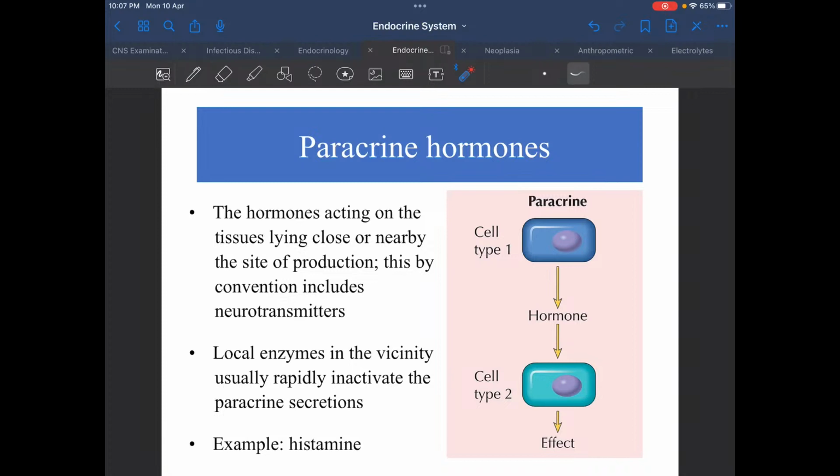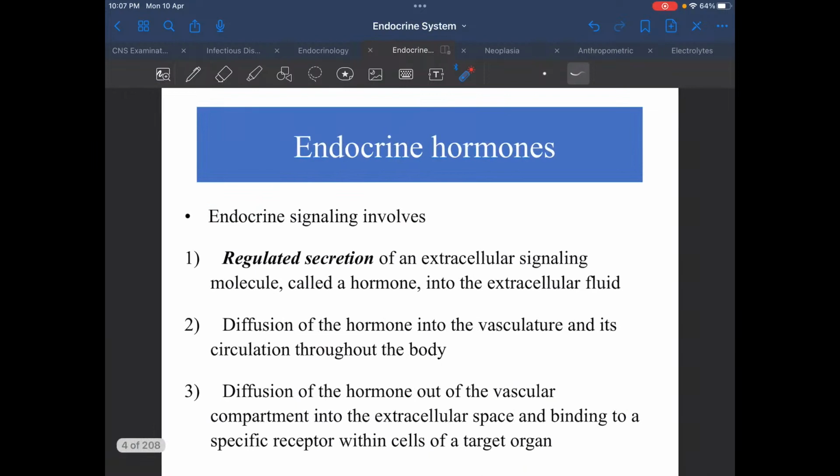The endothelial cells can release histamine, or the neurons can release histamine, and that histamine can act on the vascular smooth muscle cells. So we will call that a paracrine hormone. One cell type gave a hormone to another, and it works on that only. That's a paracrine pathway. Now the main thing is endocrine hormones.